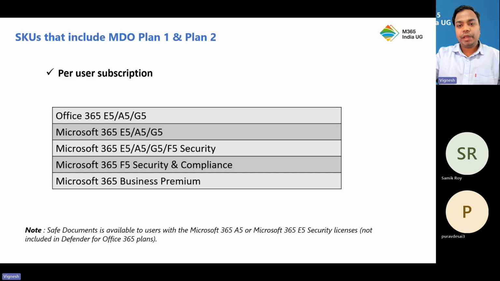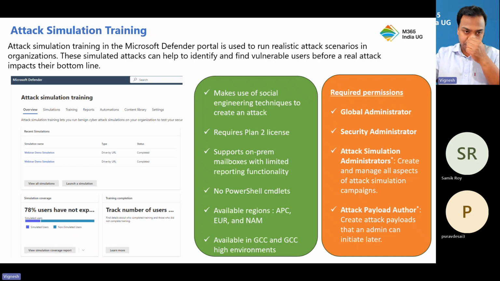All right, with that being said, let's talk about attack simulation training, which is a Plan 2 capability. Attack simulation training is a tool, or a capability, which is part of your Microsoft Defender for Office 365 Plan 2, and it helps run realistic attack scenarios in organizations. When I say realistic attack scenarios, these are not real attacks. These are simulated attacks that can help identify and find vulnerable users before a real attack impacts your bottom line.